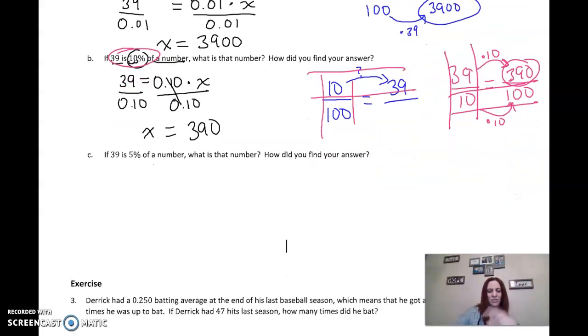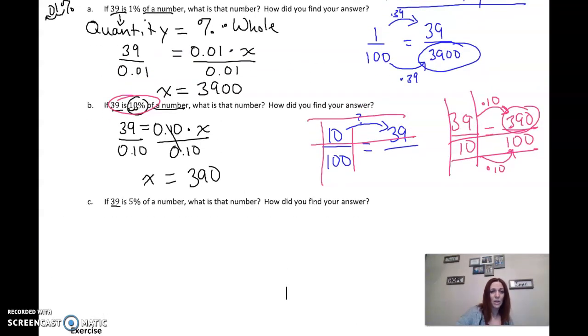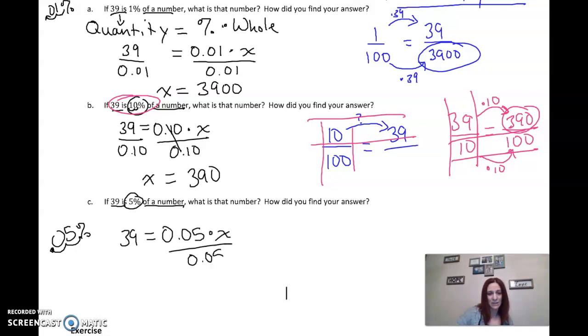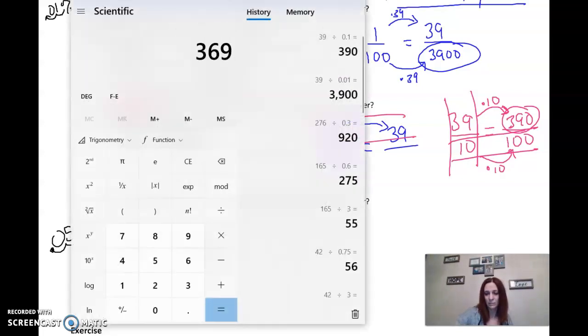Sometimes your brain is working like this and you're like, yeah, I get that. Okay, let's do, again, the same formula. 39 is 5% of what number? Quantity is 39. That equals our percent, 5%, just like we did the 1%. We have to move it 2 times to the left and add a 0 in, times x, and then we divide both sides by 0.05. That gives us 780.